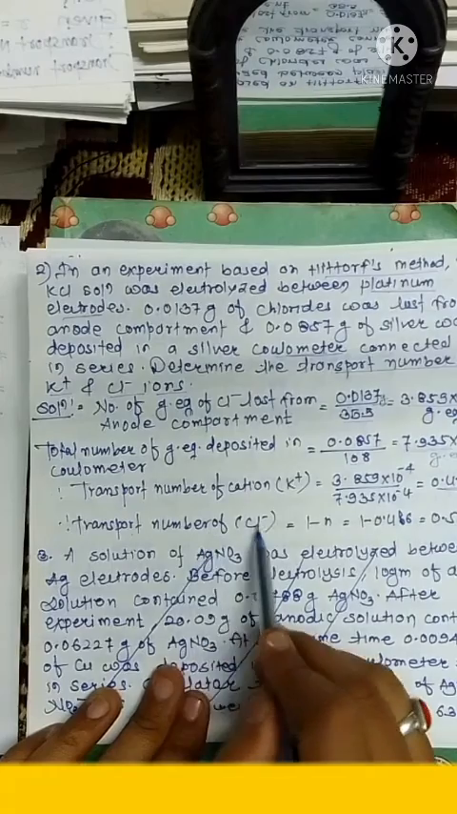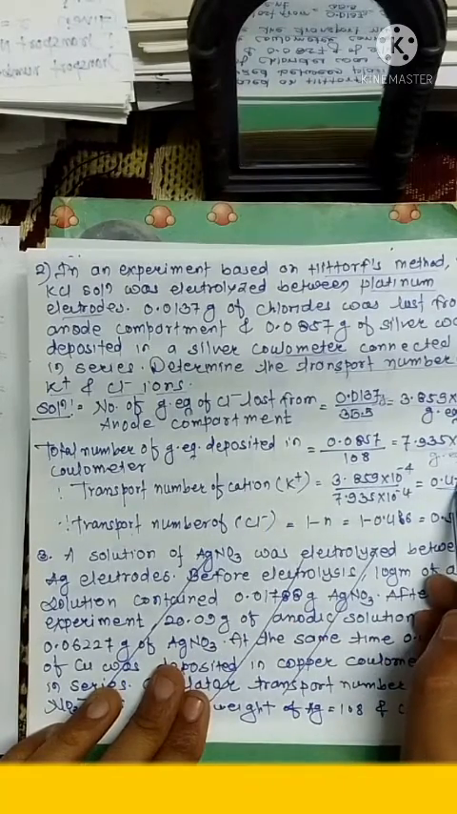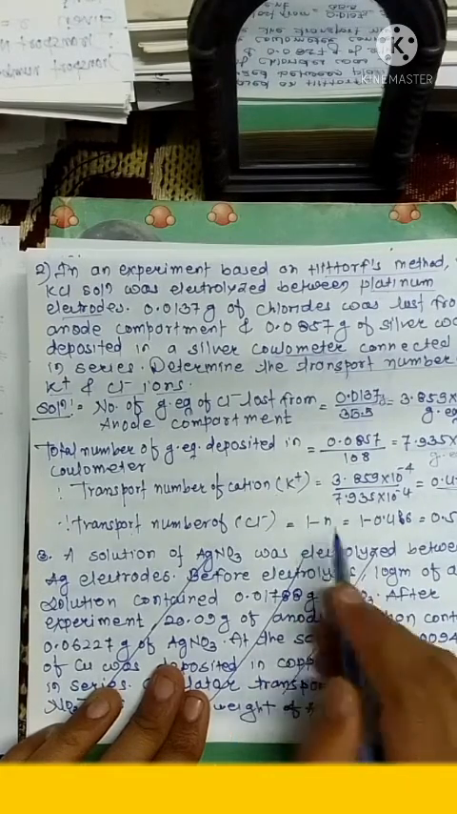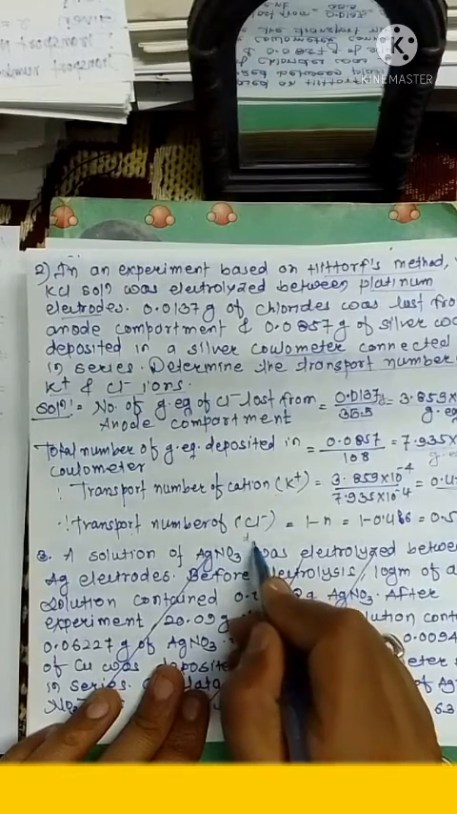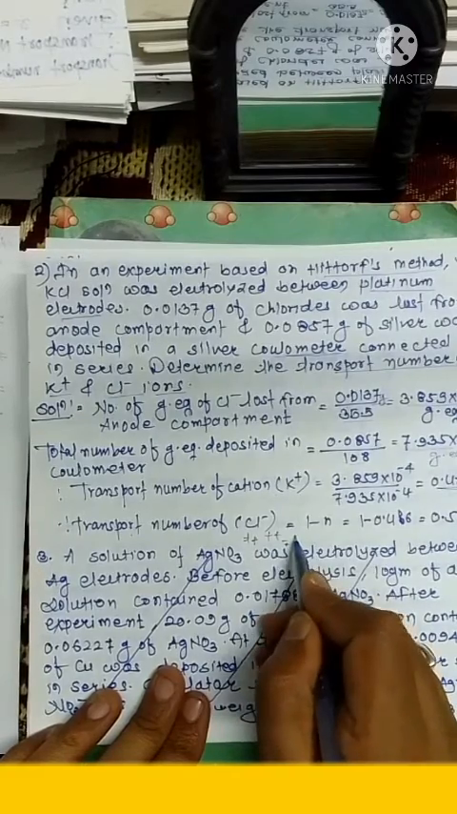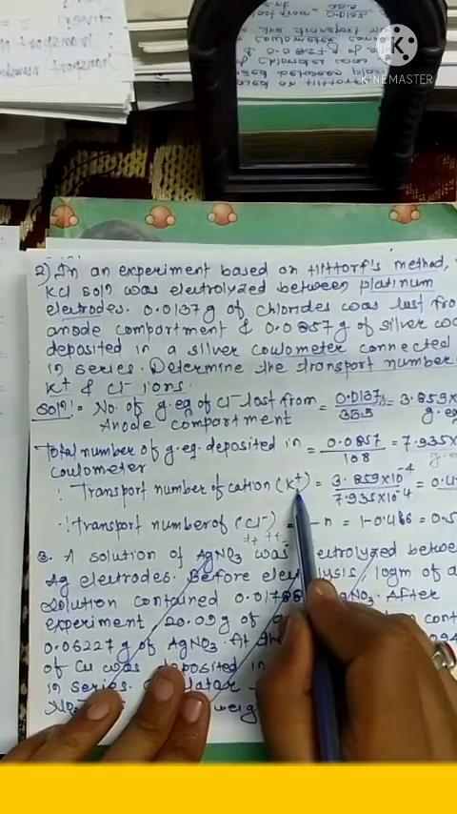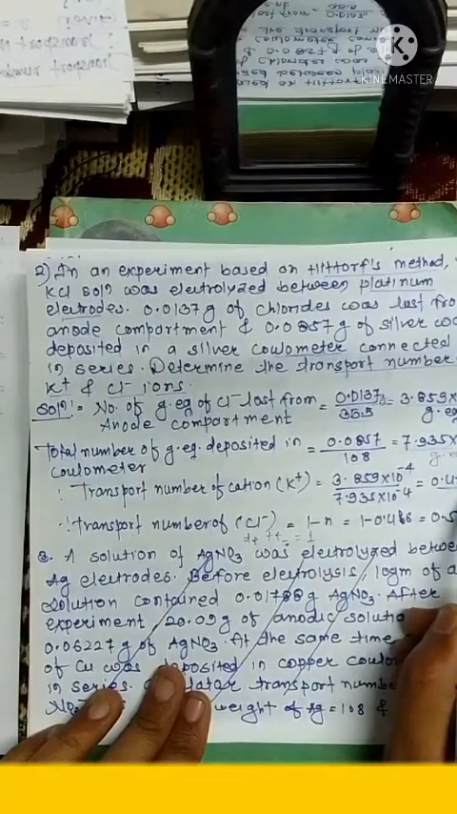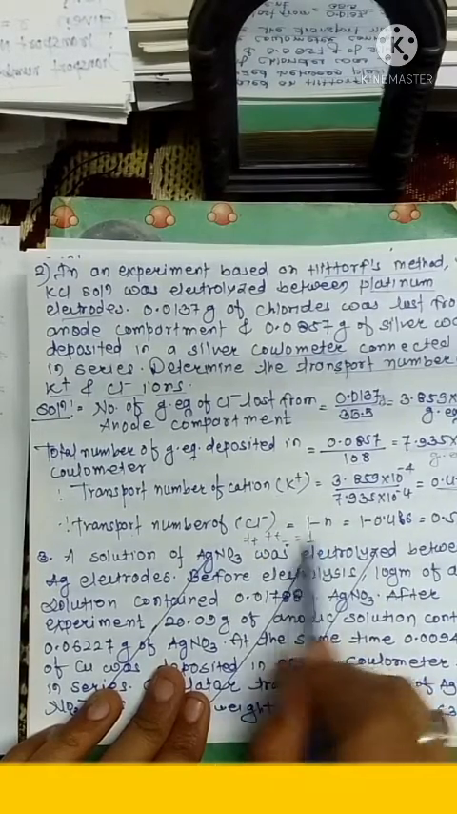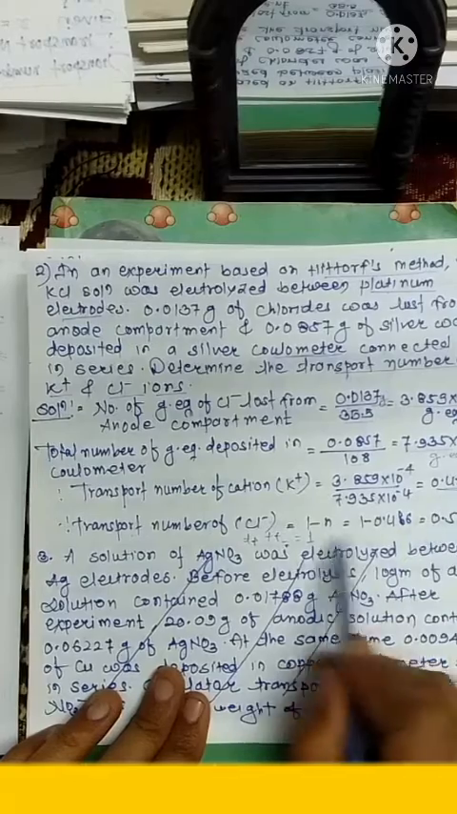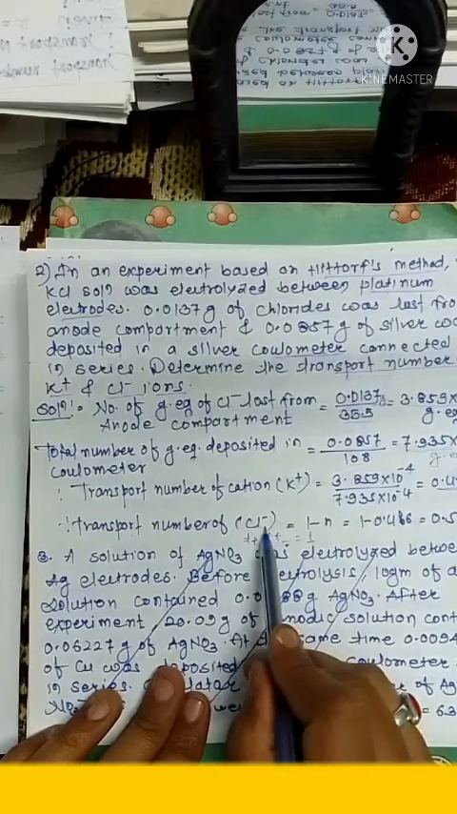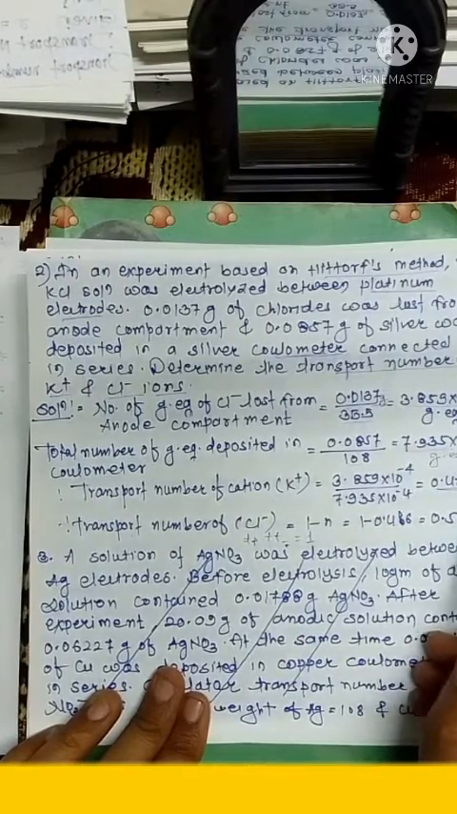And for the transport number of anion, just subtract this quantity from 1, because we know that t plus and t minus is equal to 1. The transport number of cation is 0.486, so put that value here. It simply means that we subtract this value from 1. So in this case, the transport number of chlorine is 0.514.